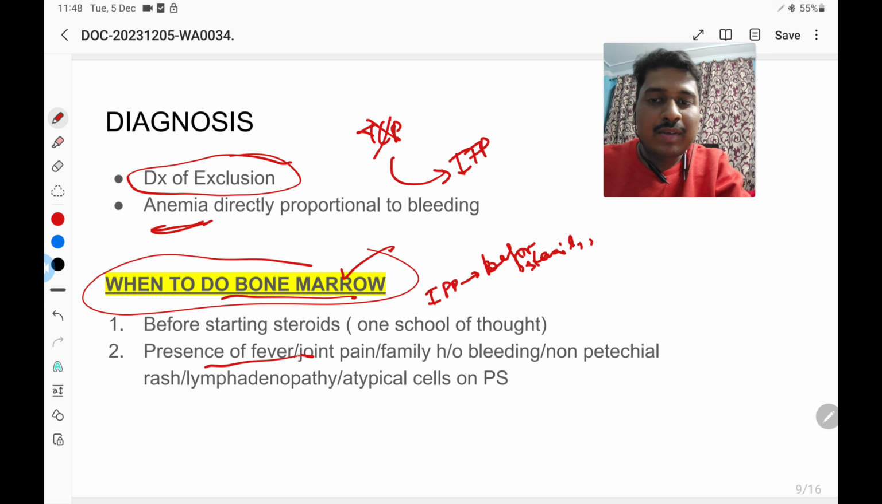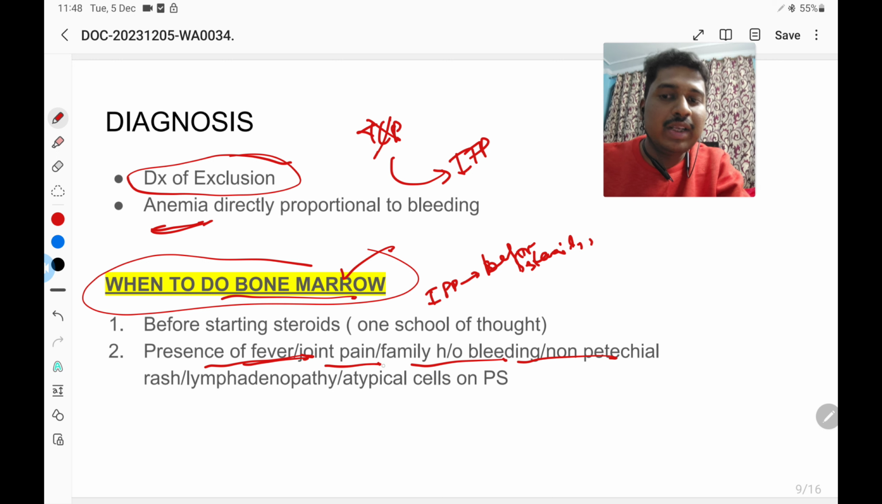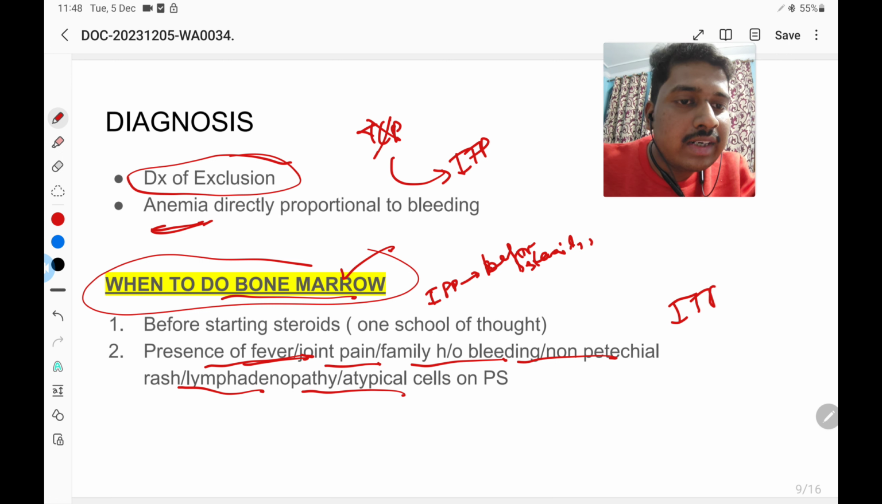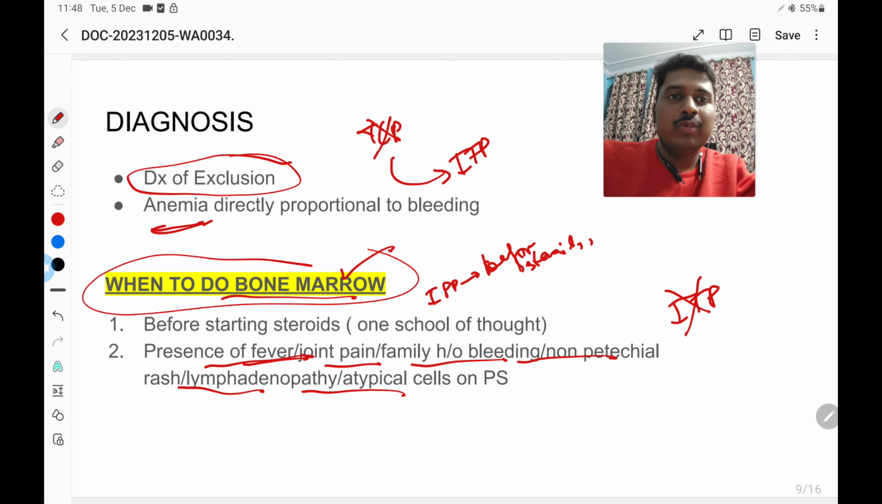Bone marrow is done when there is presence of fever, joint pain, family history of bleeding, non-petechial rash, lymphadenopathy. What does this tell you? Whenever you're thinking the diagnosis of ITP is less likely, that time you should do a bone marrow. As simple as that.